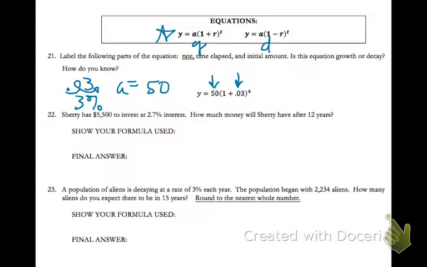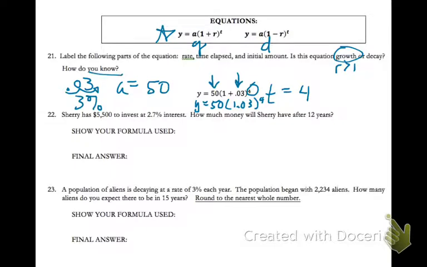And then the time elapsed is the number that's in the T position. So in this case, it's 4. We don't know if that's hours or days, but we just know that it is 4. To know if it's growth or decay, we look at the rate that's being raised to the power. So if we add that, we can see that we would get y equals 50 times 1.03. If the rate is greater than 1, which it is, then it's going to be growth. And that's how we know.